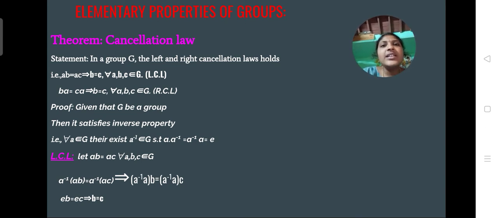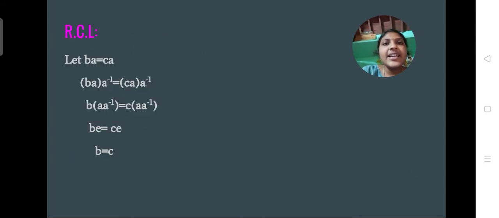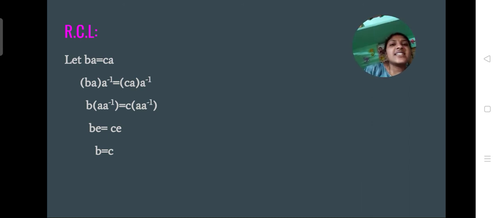So therefore this is the left cancellation law, that is AB is equal to AC, that implies B is equal to C. And next one is right cancellation law. In that right cancellation law, let us consider BA is equal to CA. Here we multiply A inverse on both sides, right side. That means here we have to multiply on the right side by A inverse.